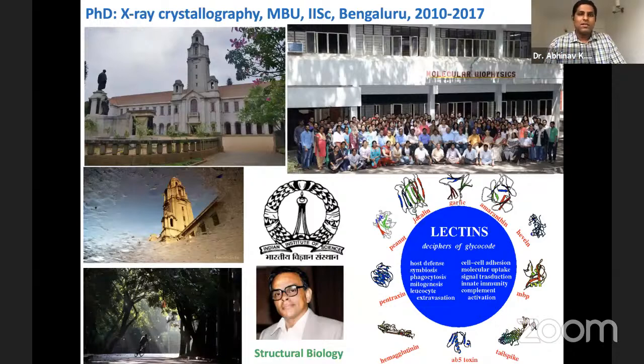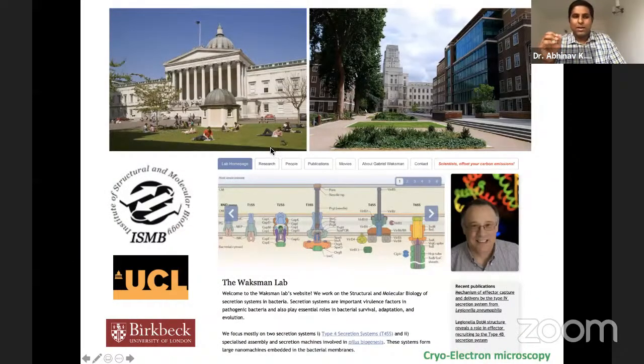After a successful PhD, I would say, at the Indian Institute of Science, I moved on to University College London and Birkbeck, to a joint institute called ISMB, which is based in central London. This is the main building of UCL and of Birkbeck. And this is called SOAS, the School of Oriental and African Studies. That was the first place where Indian Administrative Service people used to get trained. It was also the institute of Mahatma Gandhi and Aung San Suu Kyi and other eminent people as well.